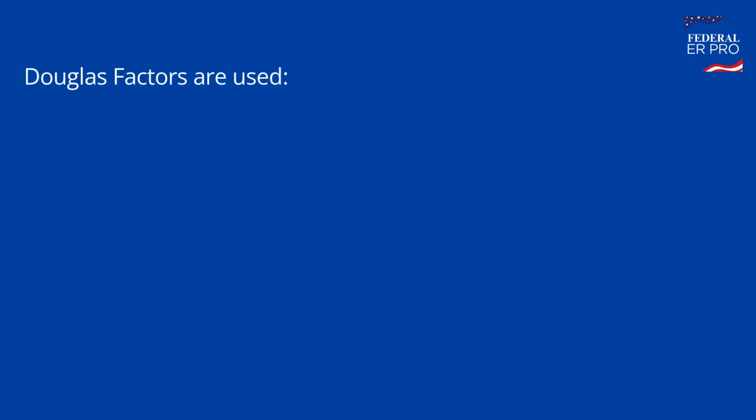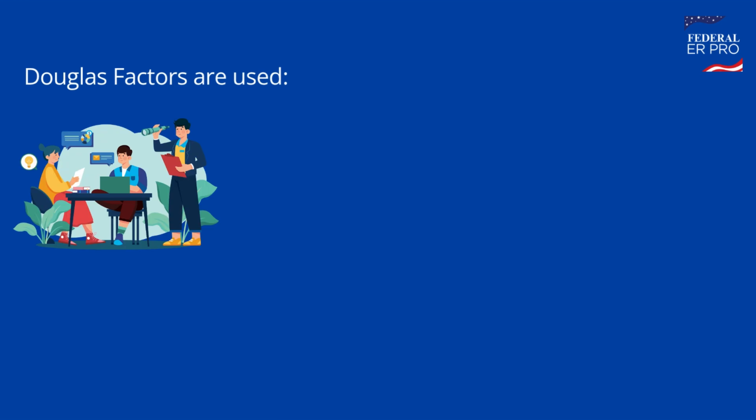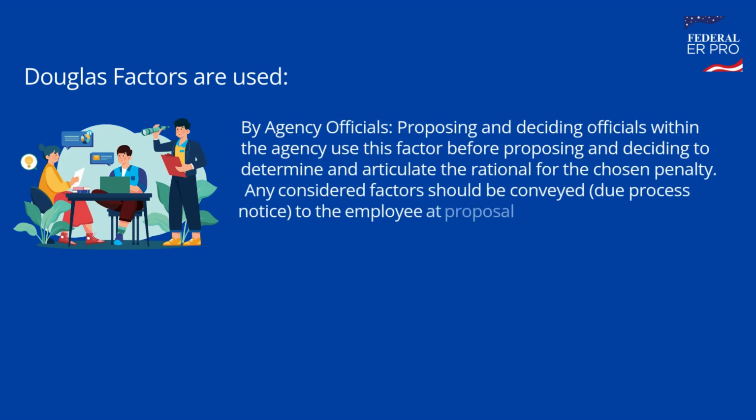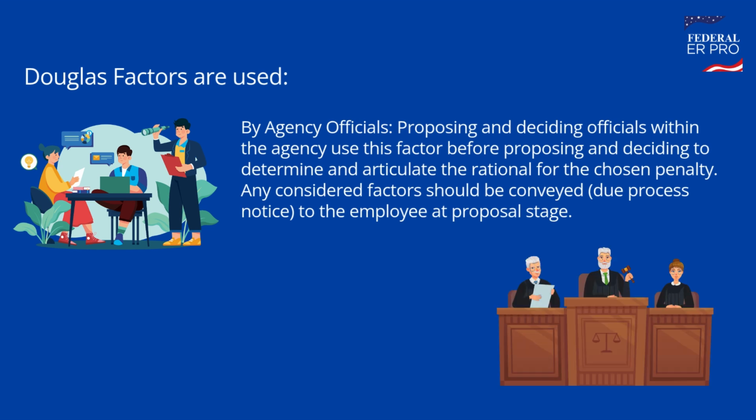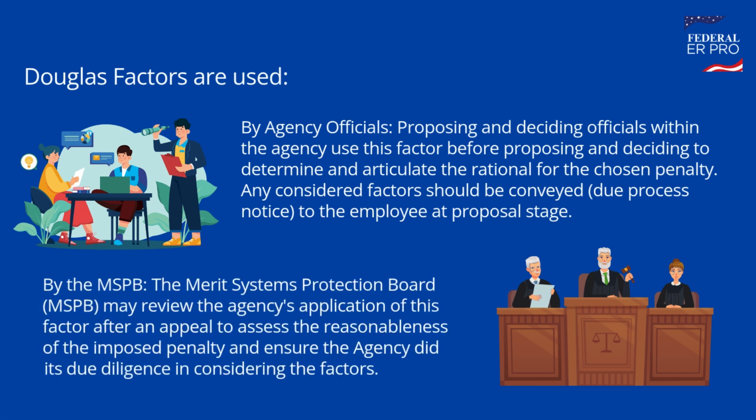Using the Douglas factors. First, agency officials. Proposing and deciding officials must evaluate the Douglas factors before recommending or imposing a penalty. The rationale behind the penalty must be documented, and if a factor influenced the penalty, the employee needs to be told. That's where due process notice comes in. It must be part of the proposal stage. Then, there's the MSPB. When a penalty is appealed, the board may look at whether the agency properly applied the Douglas factors. That includes ensuring the agency did its due diligence in explaining and supporting its decision.